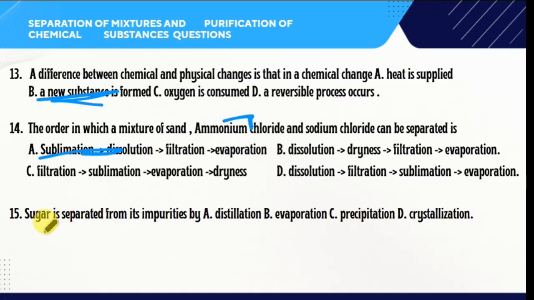The next question is saying that sugar is separated from its impurity by dash. Distillation, evaporation, precipitation, crystallization. What do you think the answer is? It cannot be distillation because we are not considering two miscible liquids. It cannot be evaporation because we are not having a solution that can be recovered after the water dries off. And it is not precipitation because we are not having a concentrated solution.